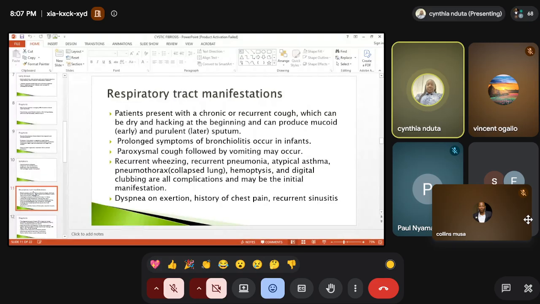In infants, you can have prolonged symptoms of bronchiolitis. Usually bronchiolitis should clear within 2 weeks, but then you have prolonged symptoms. That means there is too much mucus and the body is unable to clear it. That is a respiratory tract manifestation. You also have paroxysmal cough, where you have bouts of cough that can be followed by vomiting, recurrent wheezing, and dyspnea. Definitely, we have difficulty in breathing in those patients.